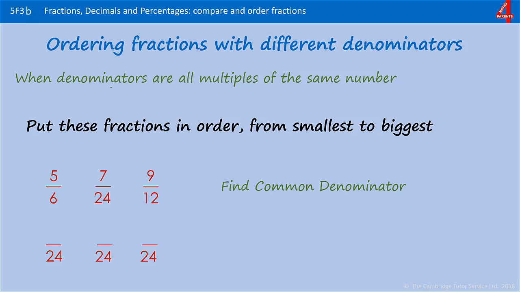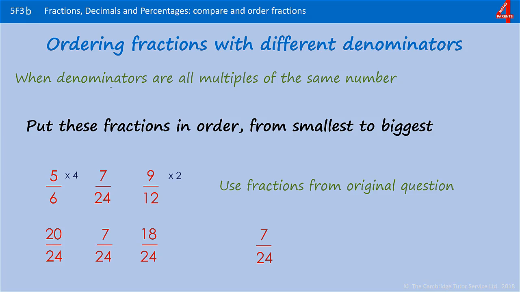To get from 6 to 24, we multiply by 4. So 5 multiplied by 4, that's 20. 7/24ths will stay the same. 9/12ths, we had to multiply 12 by 2, so we're going to multiply 9 by 2, and that's 18 over 24. Remember when you write your answer to use the original ones above. 7/24ths is the smallest, so we're going to put that one first. The next smallest numerator is 18, so that will be 9/12ths, and finally we're going to have 5/6ths.